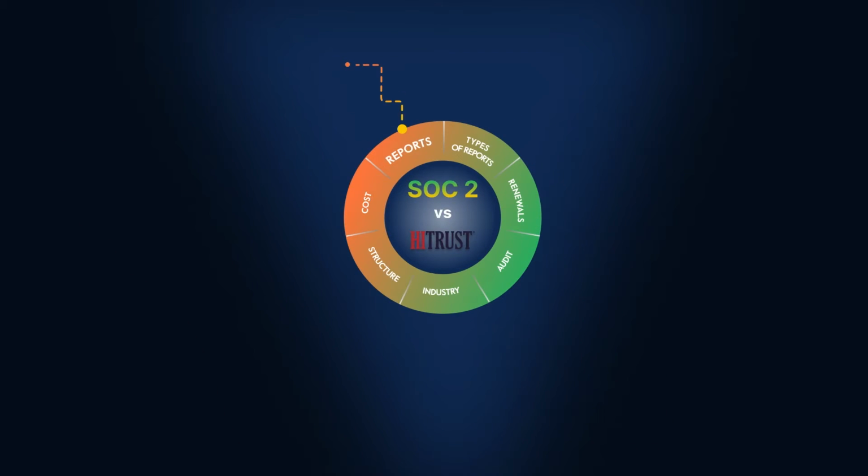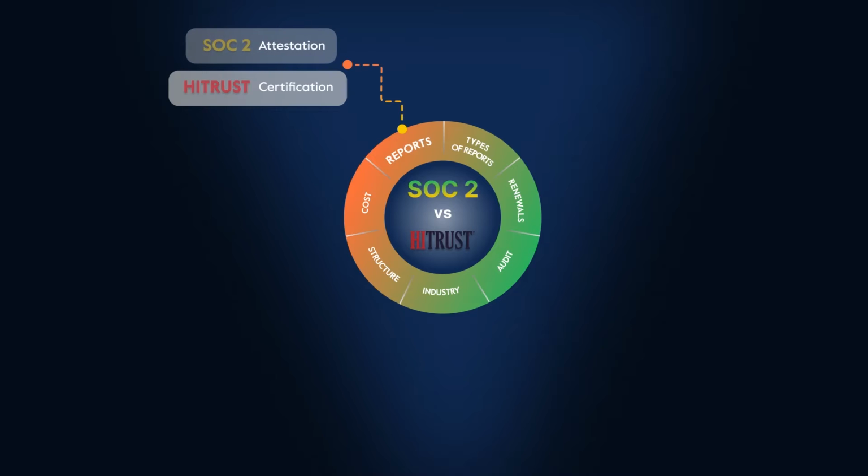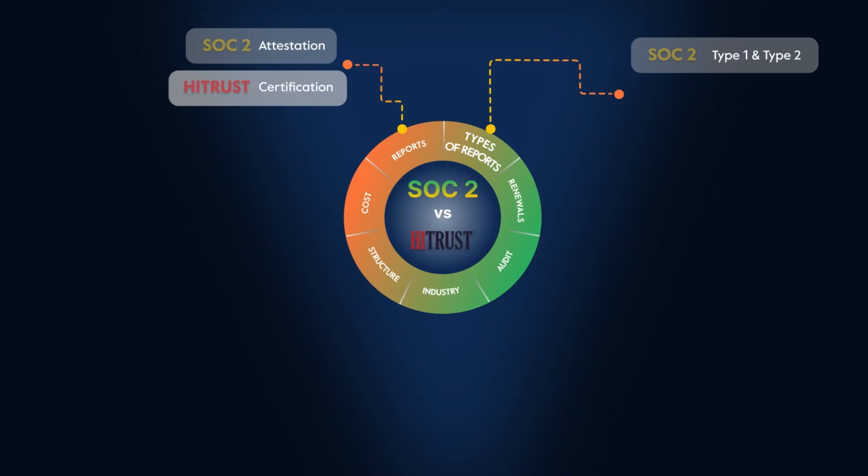Number 1, the report. HITRUST gives you a certification, whereas SOC 2 gives you an attestation. Both are valuable, but in different ways. If you'd like to know more about that, link in the description. Number 2 is the type of reports. SOC 2 has 2 kinds of reports, a type 1 and a type 2. HITRUST similarly also has 2 kinds of reports, though they're called the I1 and the R2.